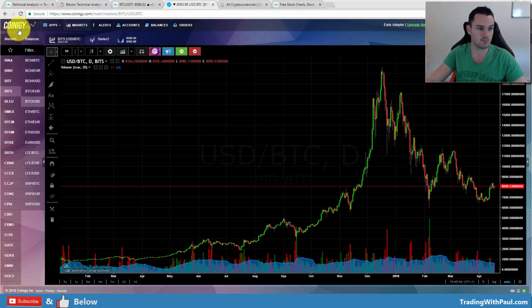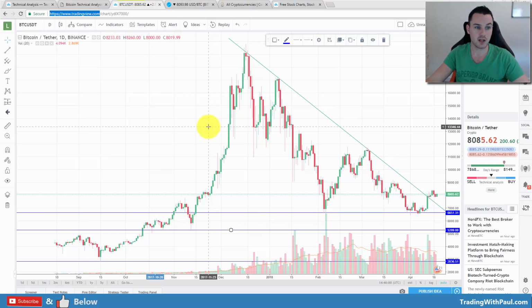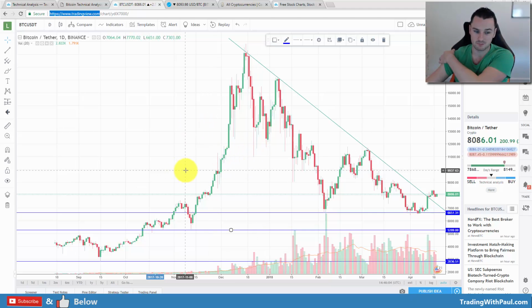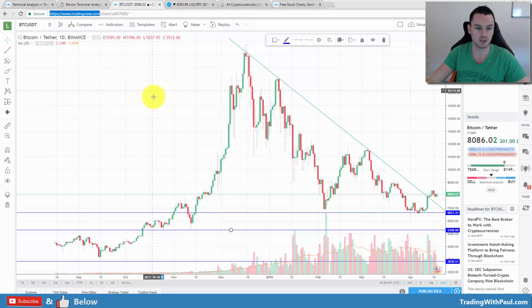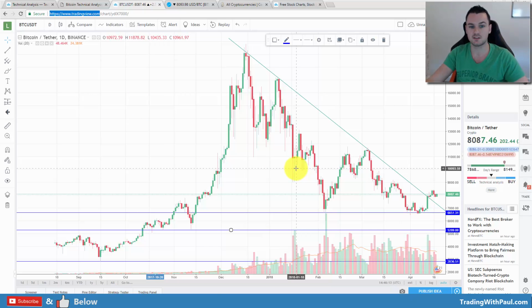So that's Coinigy. But what I'm going to show you here is TradingView. TradingView is free. There are upgrades you can pay for, but free is probably good enough for the majority of people. They have a lot of charts and lots of indicators, and it's a nice, easy charting software to use. So you can see here I have my trend line.